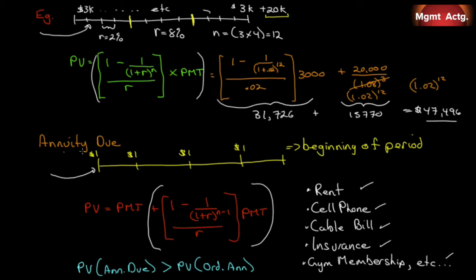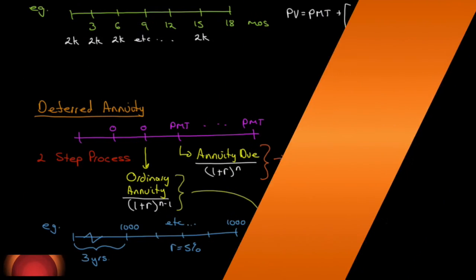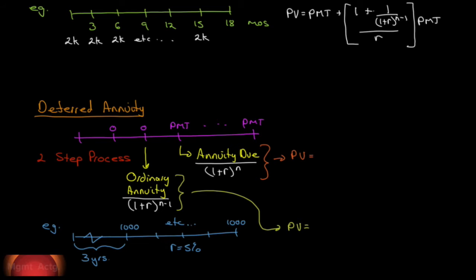Why? Because you're turning a regular annuity into an annuity due, and the present value of an annuity due is always worth more than the present value of an ordinary annuity, which is why everybody that sells you a service wants their money now, and then you can use the service, but you pay in advance because it's worth more. So let's do an example of what that would look like.